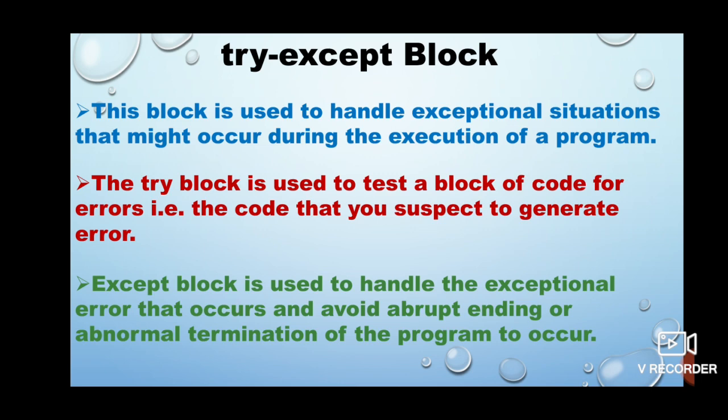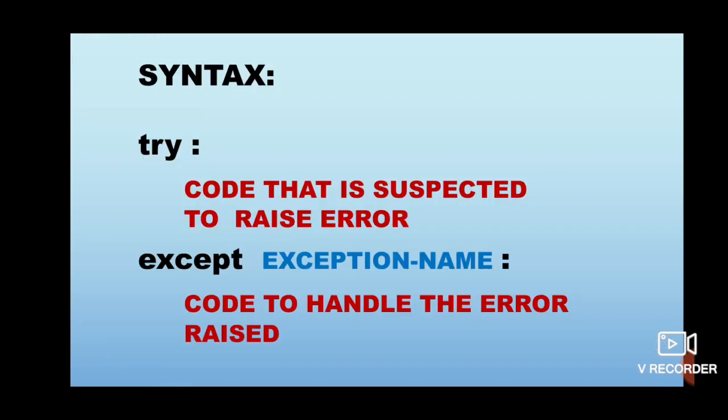So the code which might generate an error is written within the try block, and the code which will handle the error raised is written in the except block. Now see the syntax. The syntax says you have to write try and put a colon, because you have to write a set of statements which will be a part of this try block. Whatever code you suspect would raise an error, you write it within the try block.